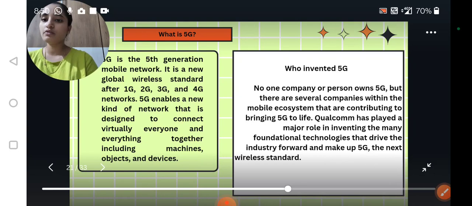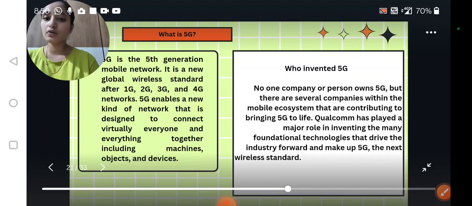Next we move on to the 5G. What is 5G? 5G is the fifth generation mobile network. It is a new global wireless standard after 1G, 2G, 3G and 4G networks. 5G enables a new kind of network that is designed to connect virtually everyone and everything together, including machines, objects, and devices. Who invented 5G?